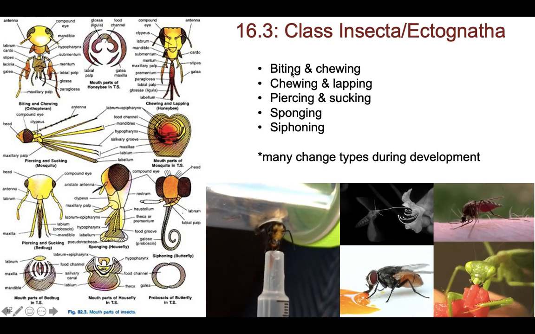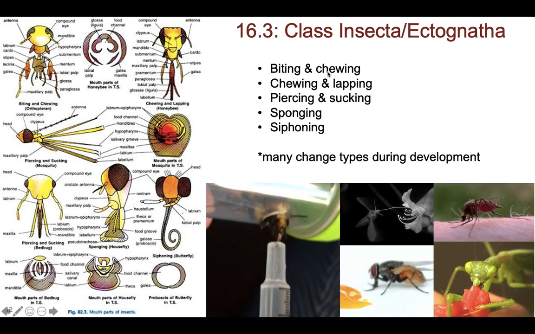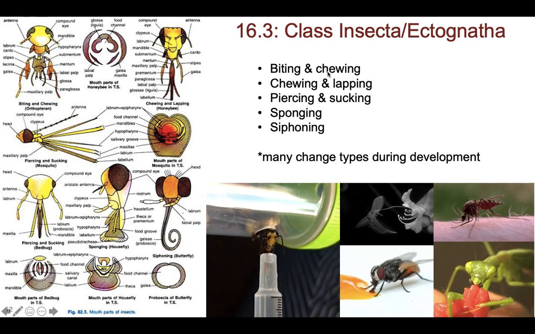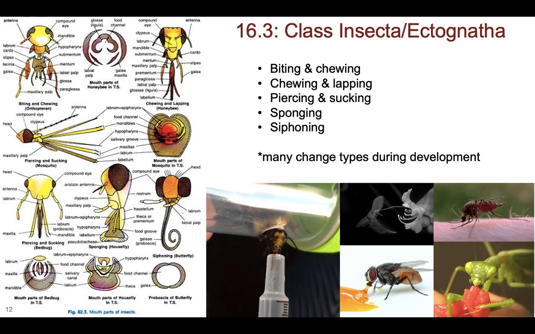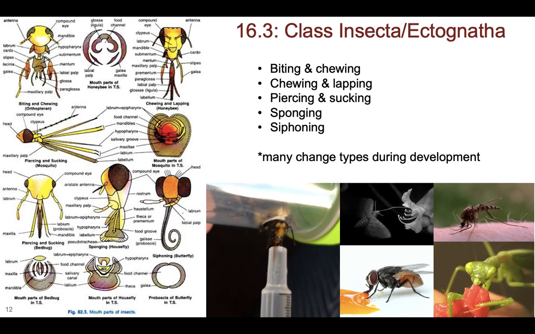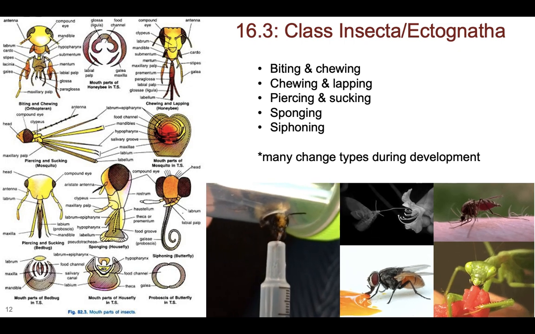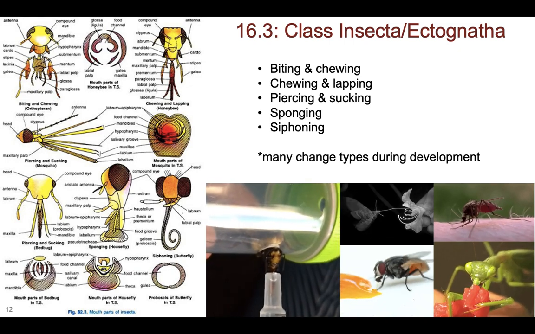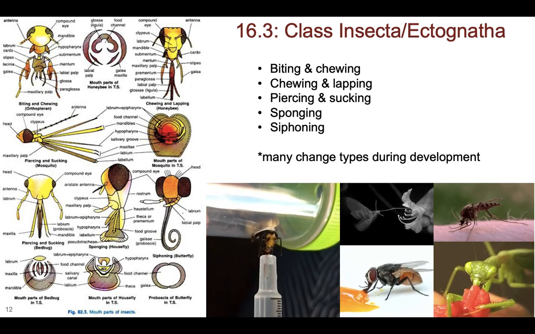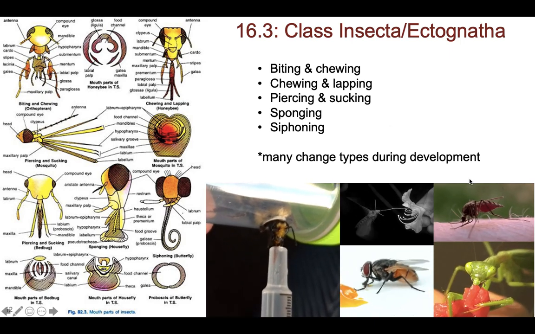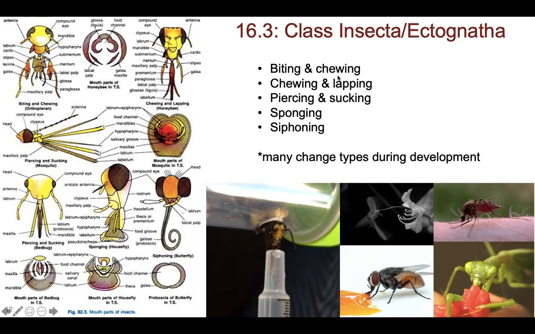Some of them can have biting and chewing mouth parts. This includes cockroaches, grasshoppers, crickets, silverfish, termites, earwigs, beetles. So a lot of things that are eating detritus or plant material will have biting and chewing mouth parts for chewing up those materials. Some hymenopterans and lepidopteran caterpillars can also have biting and chewing mouth parts.